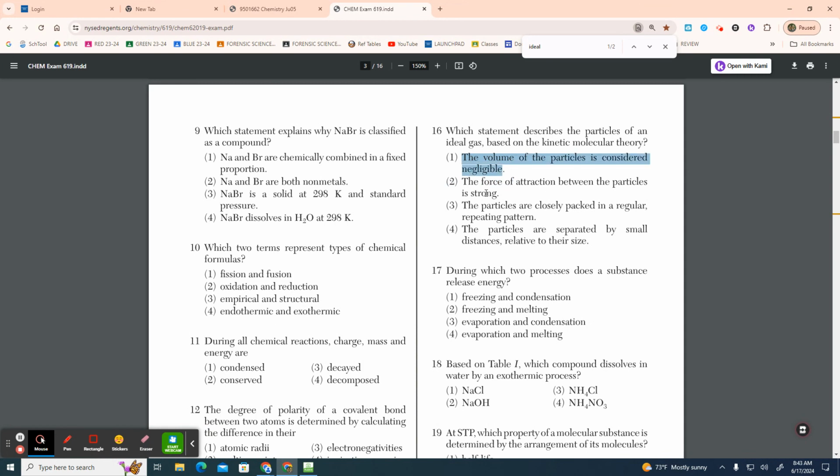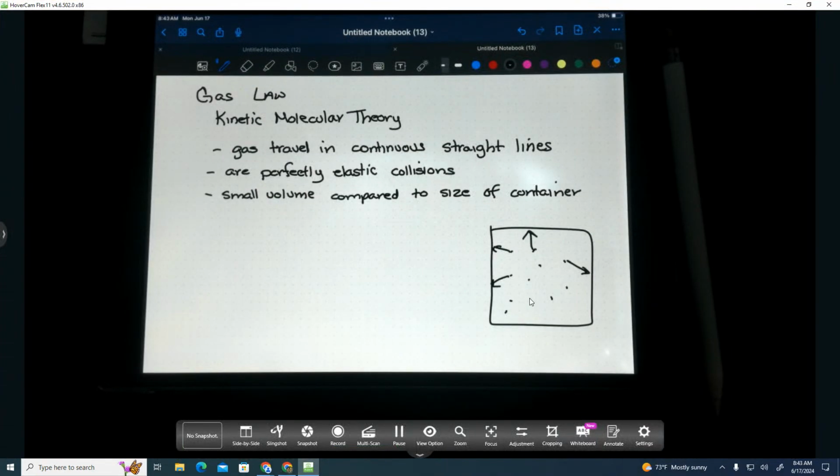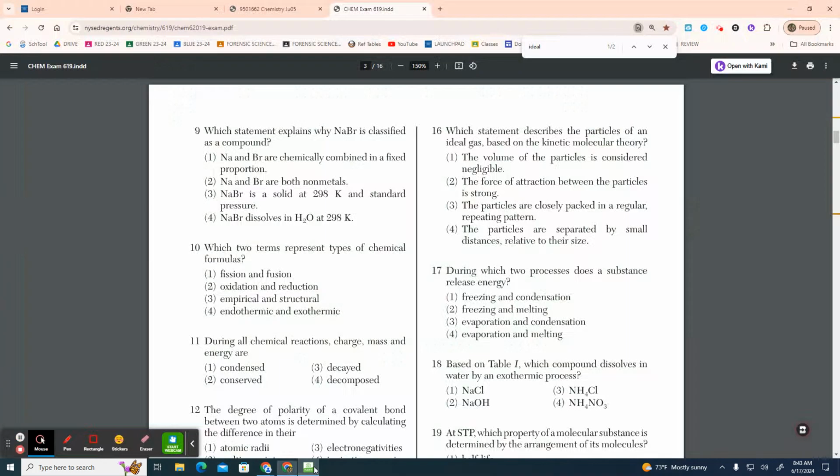The force of attraction between particles is strong. Are these gas particles attracted to each other? No, they want to spread out as far apart from one another as possible. Are they packed in a regular repeating pattern? Now, what types of particles are packed in a regular repeating pattern? Solids. And the particles are separated by small distances. Are these particles separated with small distances? No, they are large distances. So that's one.